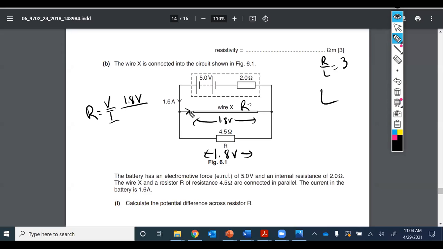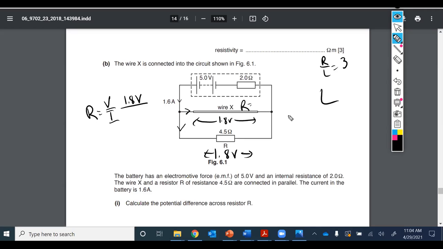So some of the 1.6 amps is going this way. If we can conclude how many of the 1.6 amps is going through this one, then bingo, all the rest have to be going through here. It's a fun puzzle that we get to solve together.